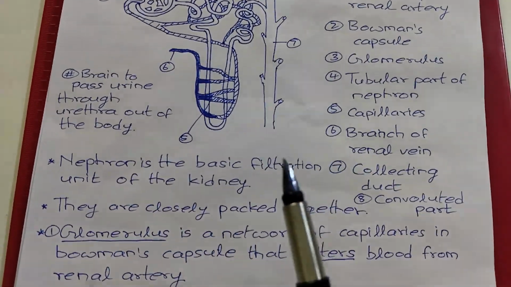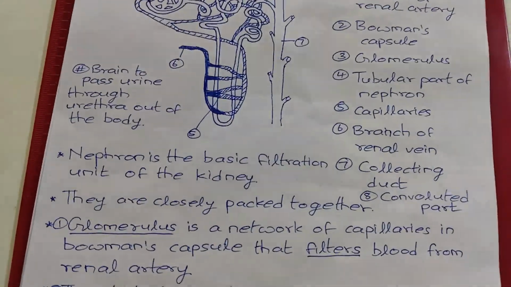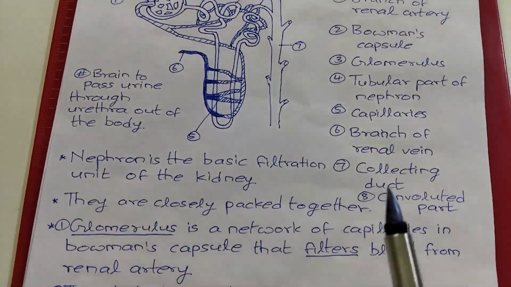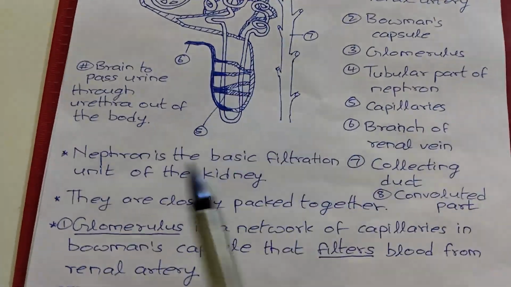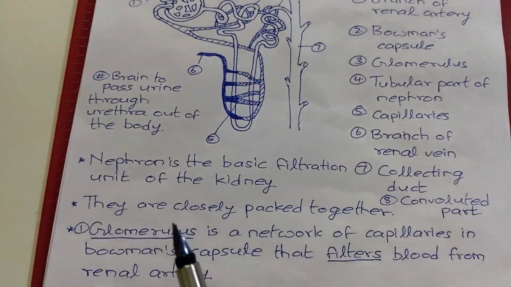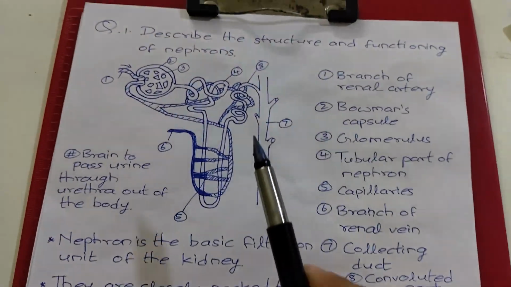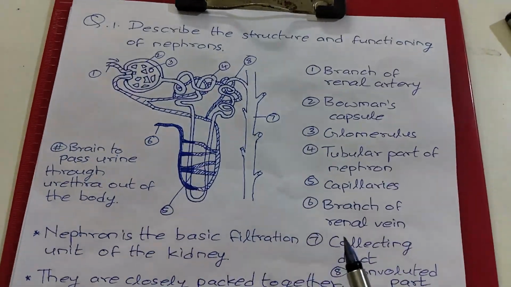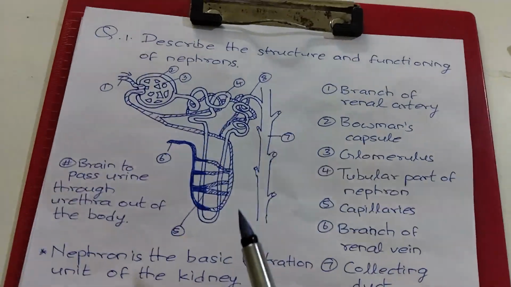Nephron is the basic filtration unit of a kidney. So kidney is huge and there are lots of nephrons that are closely packed together inside a kidney. From each nephron, urine is collected in the collecting duct. So let's study the diagram of nephron.